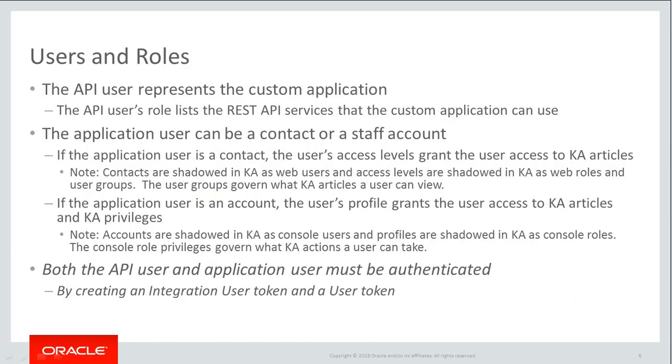The API user represents the custom application. The API user's role lists the REST API services that the custom applications can use. The application user can be a contact or a staff account. If the application user is a contact, the user's access level grants the user access to the KA articles. Remember, contacts are shadowed in KA as web users, and access levels are shadowed in KA as web roles and user groups. The user groups govern which KA articles the user can view.